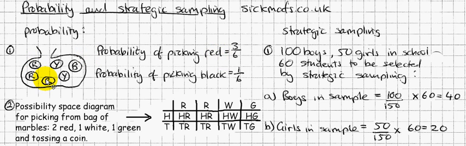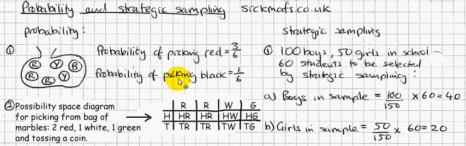Well, there are 3 red marbles out of a total of 6 marbles, so the probability of getting a red is just 3 out of 6. And the probability of getting a black, or the chance of getting a black marble when you pick a marble, is 1 out of 6, because there's only 1 black marble out of the 6 marbles, so it's 1 out of 6. Very simple.